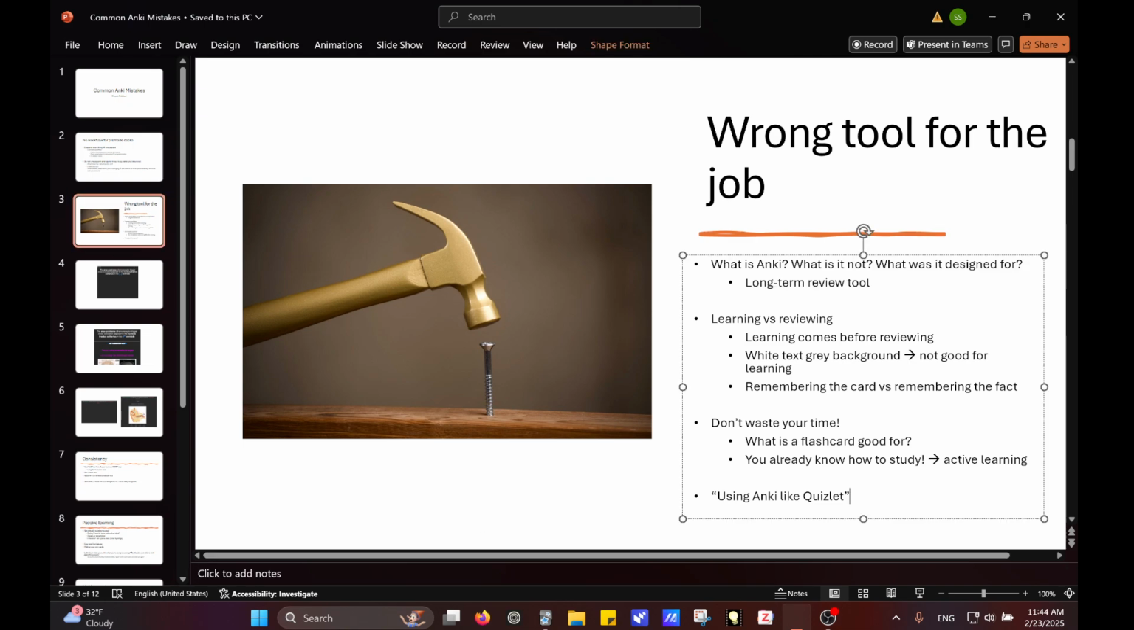And so one of my students put it best. He said that you shouldn't use Anki like Quizlet, and this is because Quizlet is designed to be a short-term learning tool as opposed to Anki, which is a long-term review tool.